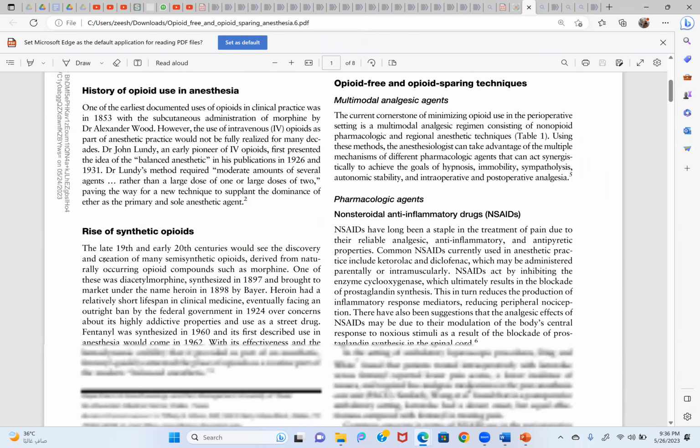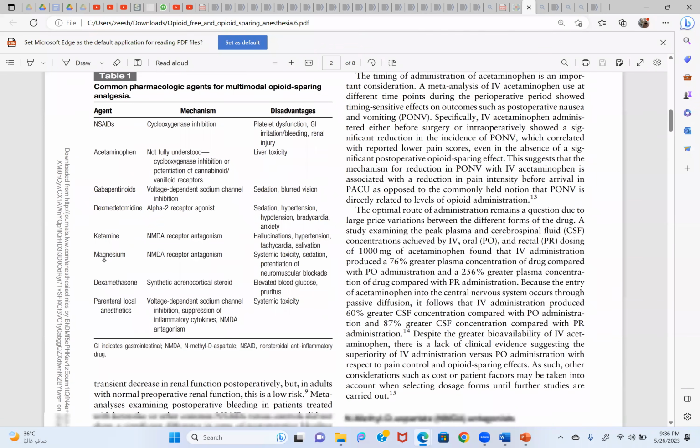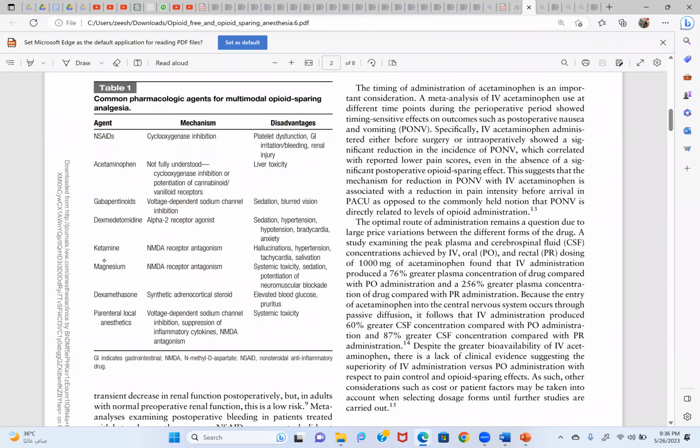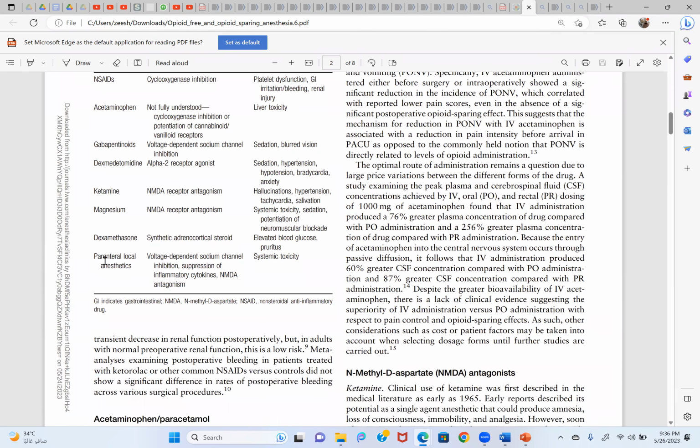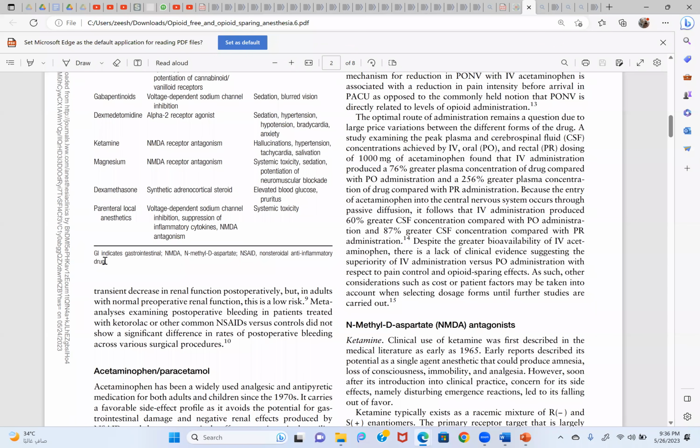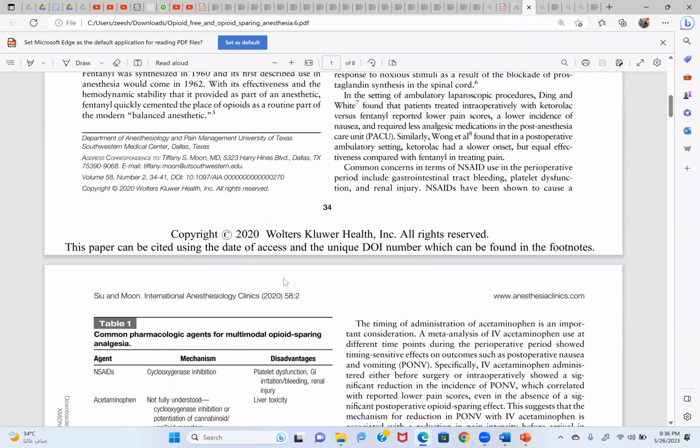So I think I will stop here today. In our coming discussions we will cover the role of magnesium, the role of ketamine, the role of lidocaine, and even gabapentin, inshallah. So I have given you a concept: what is the world of opioid-free anesthesia, what advantages you can get, and what problems we can face with the use of opioids. Okay, I will stop here.